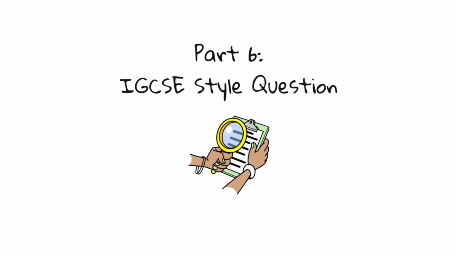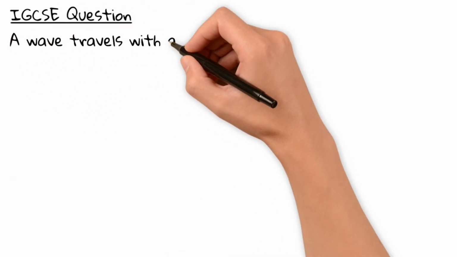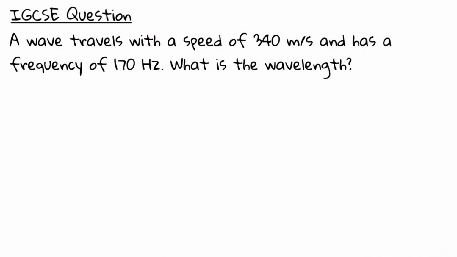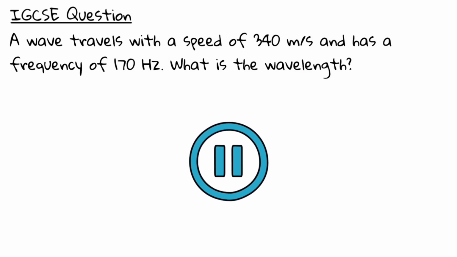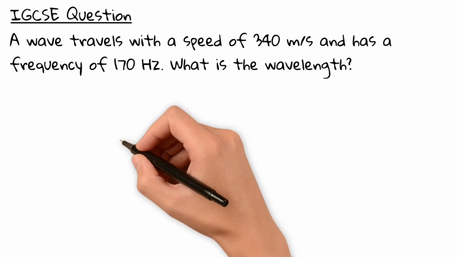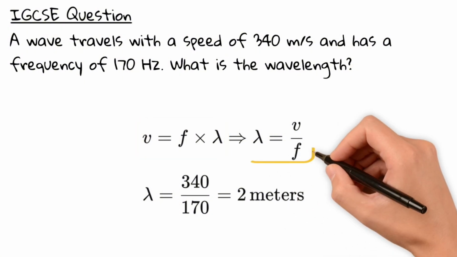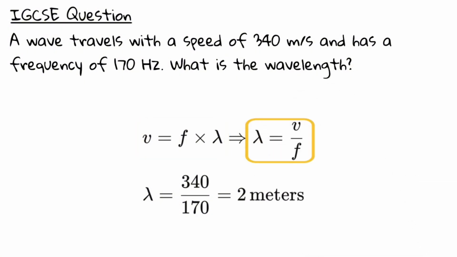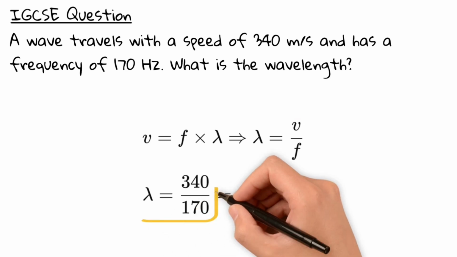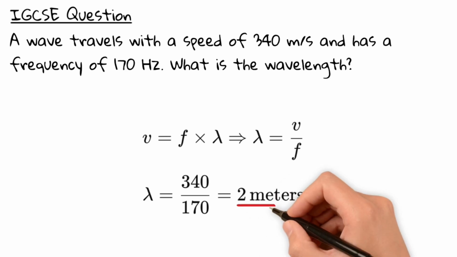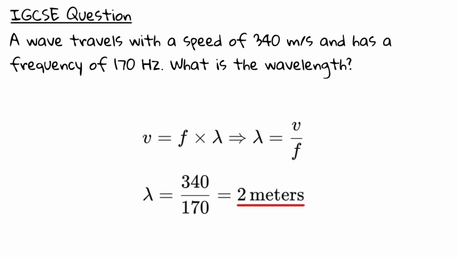Let's try a quick IGCSE exam style question. A wave travels with a speed of 340 meters per second and has a frequency of 170 Hz. Calculate its wavelength. Pause the video and give it a try. We use the formula speed is frequency times wavelength, rearranged as wavelength is speed divided by frequency. Now we substitute. 340 divided by 170 is 2 meters. So the answer is the wavelength is 2 meters.